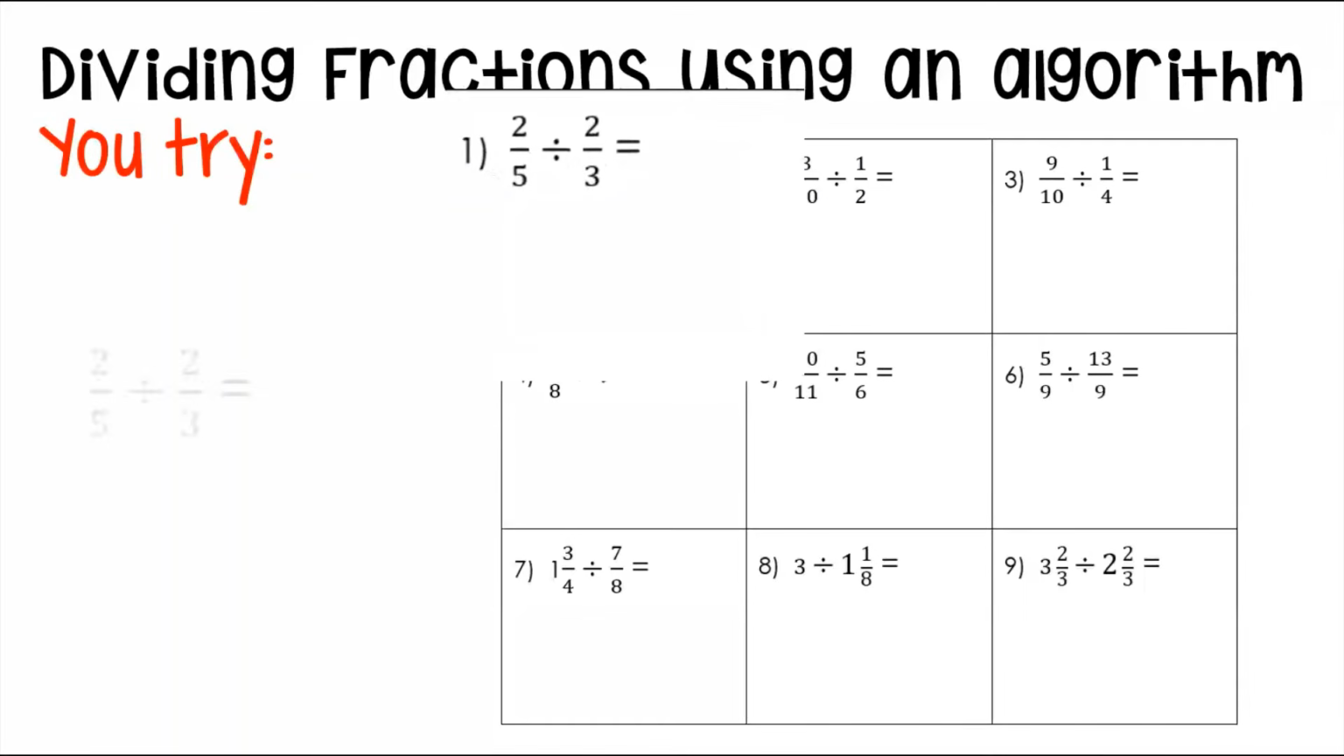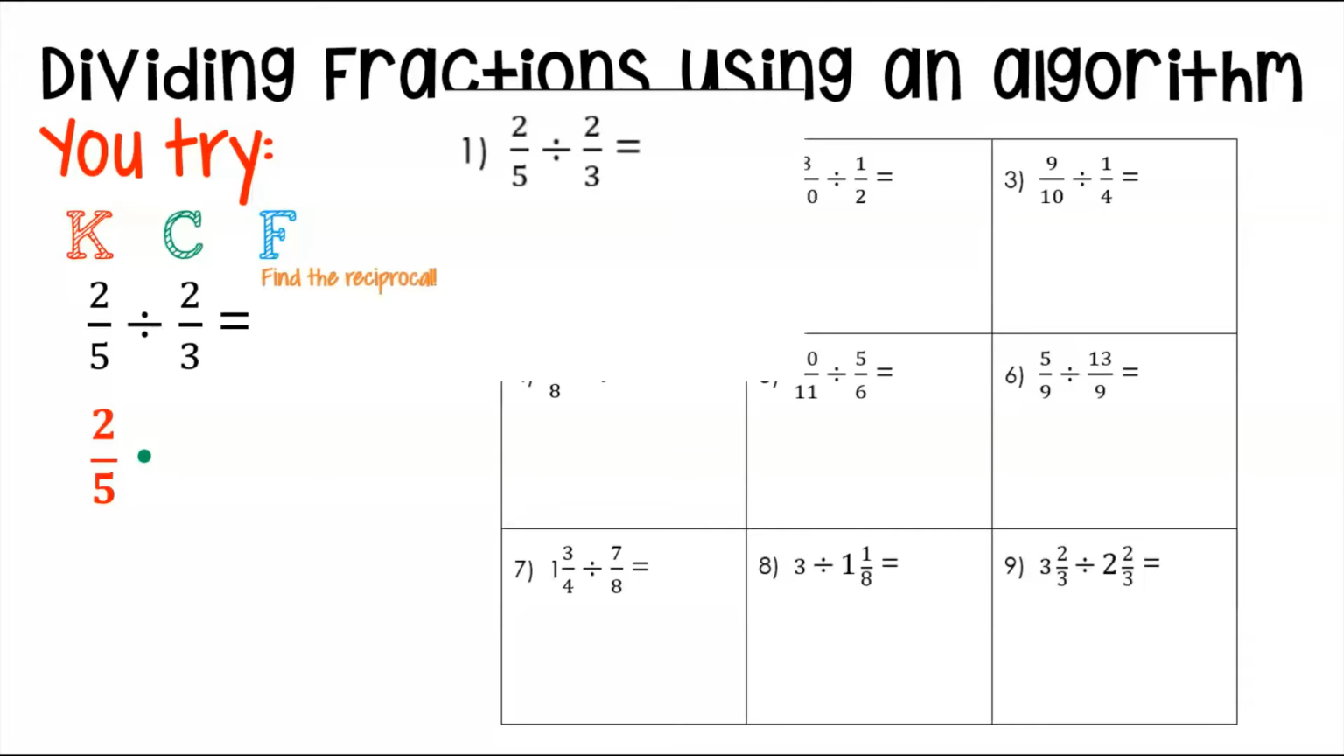2/5 divided by 2/3. Here's the original problem. Remember, we are going to keep the first fraction, which is 2/5. We're going to change from division into multiplication, and then we are going to flip over or find the reciprocal for the second fraction, which now takes 2/3 and makes it 3/2. Then we simply multiply across.